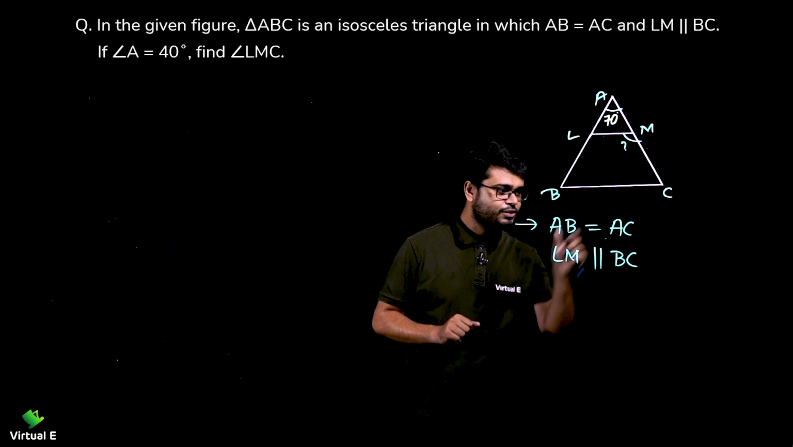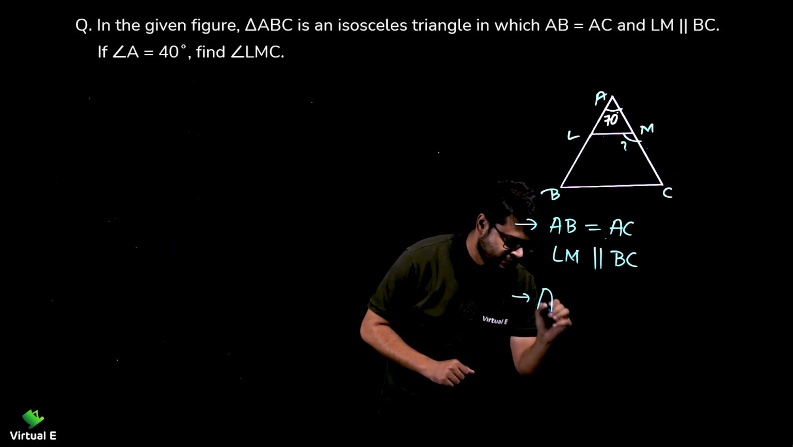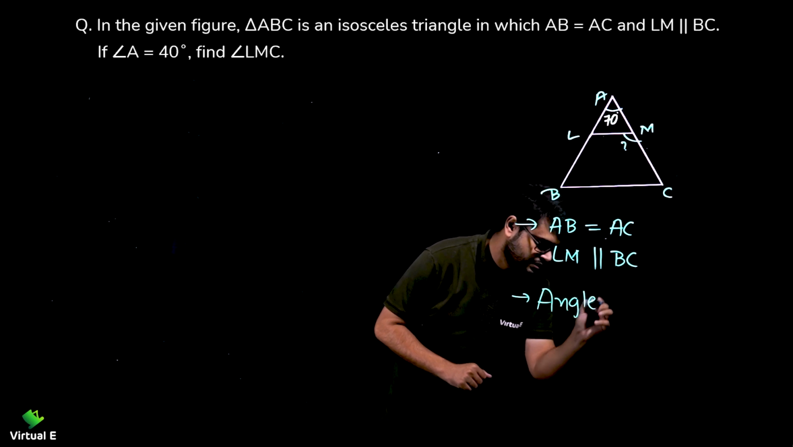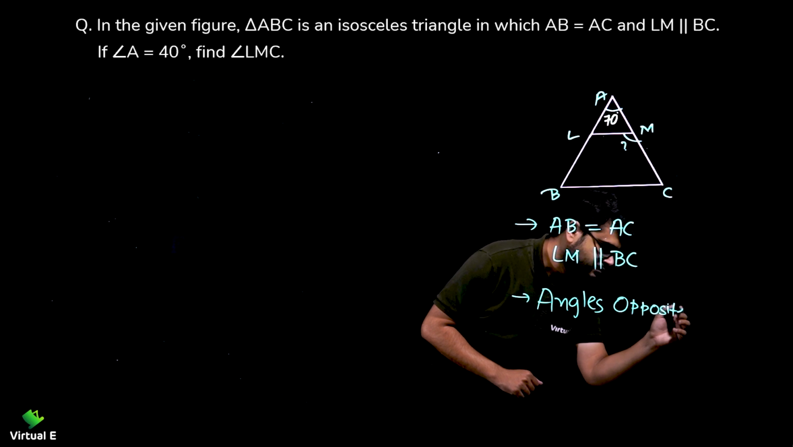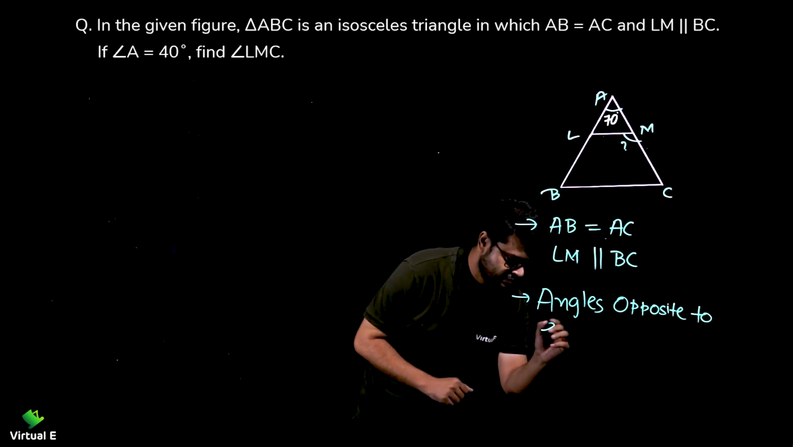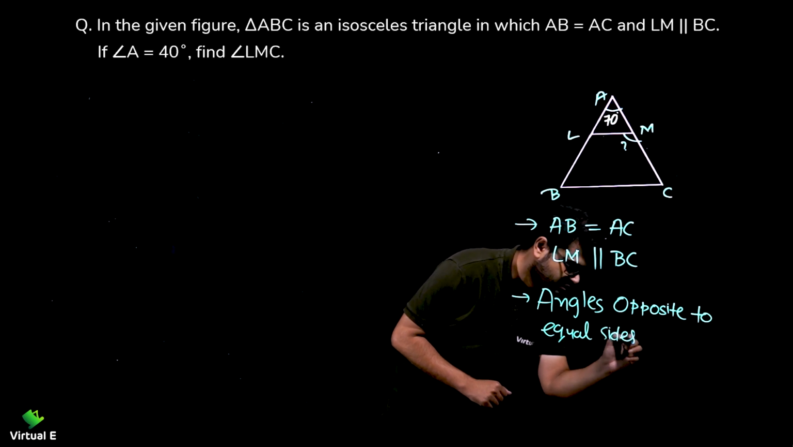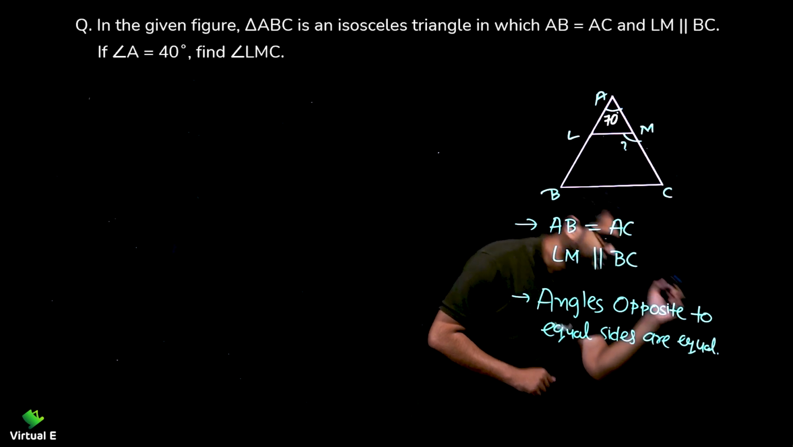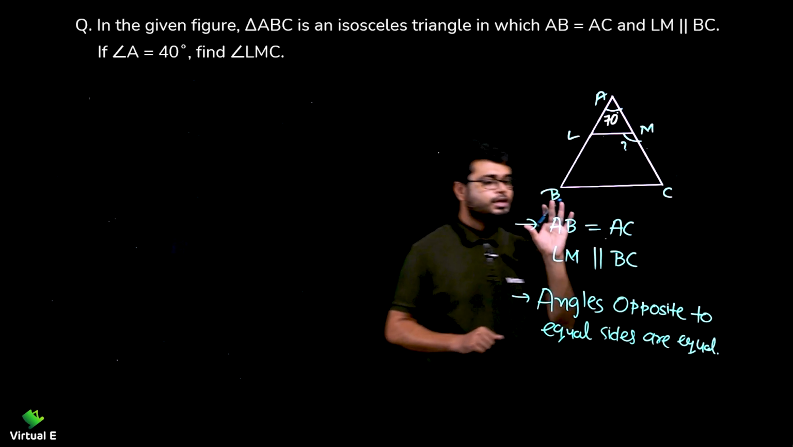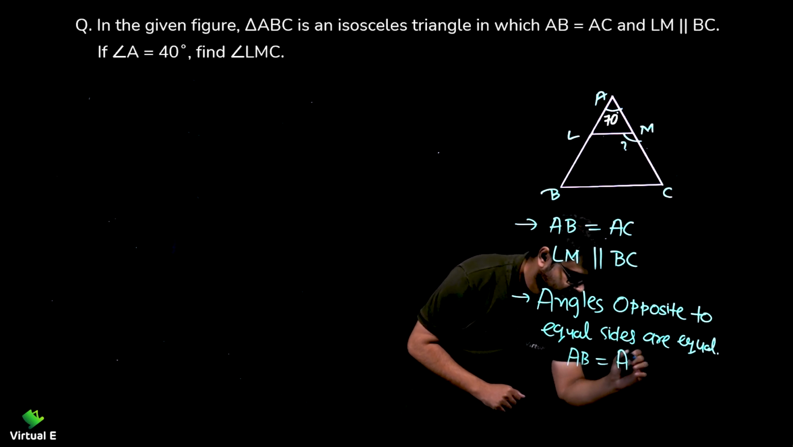Angles opposite to equal sides are equal. So let's write that one, that angles opposite to equal sides are equal, right? We know very well. Now let's write AB is equal to AC.